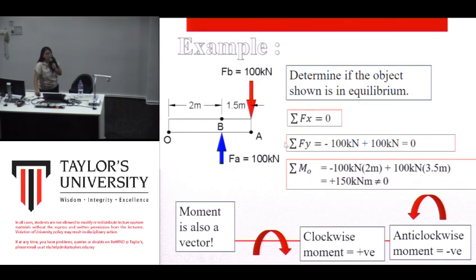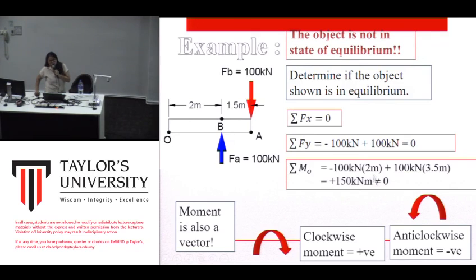Alright, so 100 times the distance, which is 3.5 meters, gives the summation of moment equal to positive 100 kilonewton meter. So this is the unit for moment, kilonewton meter. And the conclusion is the object is not in a state of equilibrium, because it doesn't move left and right, it doesn't move up and down, but it will rotate. Okay, so far so good?